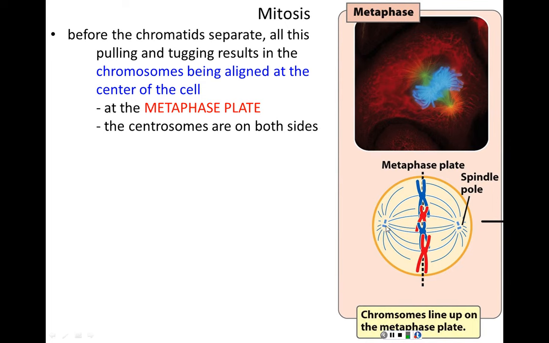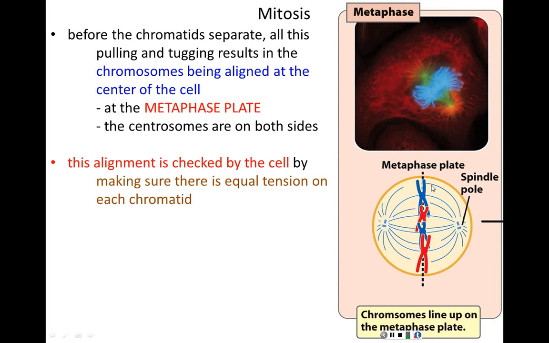Remind you, the centrosomes are on opposite sides of the cell still. They're sending out their spindle microtubules. The microtubules are attached to each of the kinetochores on each of the two sister chromatids, but the sister chromatids are still held together by cohesin. And so we have an equal and opposing force being exerted on these chromosomes, keeping them lined up right in the middle of the metaphasic plate.